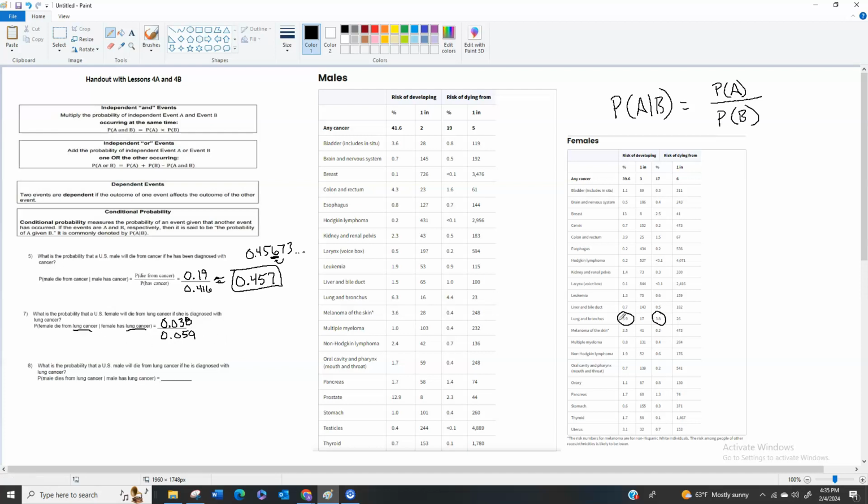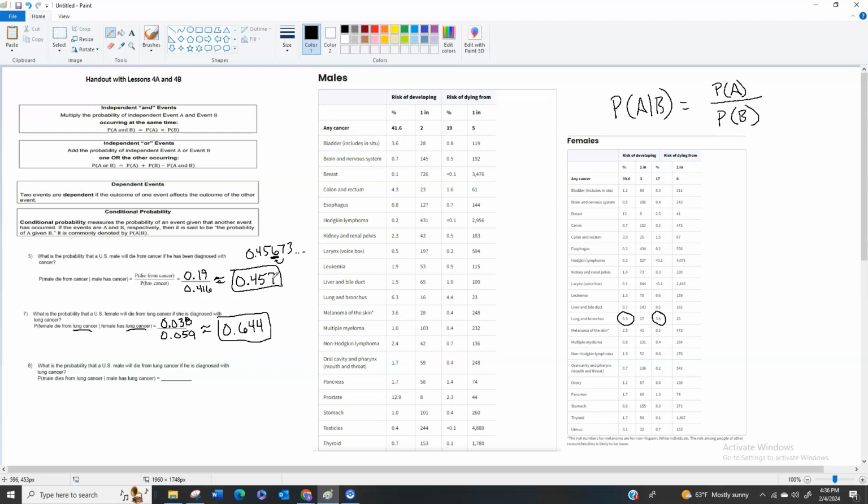So given that the person has lung cancer, what are the chances that they will die? And of course that's going to increase your chances, if you know that you already have it, you have a lot higher chance of dying from it, of course. So we do 0.038 divided by 0.059, and we get 0.644. Again, this is the chances of dying from it knowing that you already have it. So about a 64% chance of dying from it if you've been diagnosed with it.